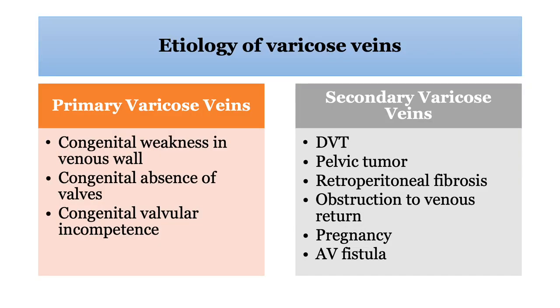Okay. Now, etiology of varicose veins. We have two types of varicose veins: primary varicose veins and secondary varicose veins. Regarding primary varicose veins, the exact cause is either congenital weakness in the venous wall, or congenital absence of valves within the veins themselves, or congenital valvular incompetence.